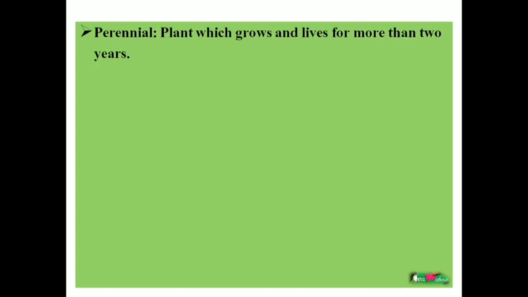Then perennial. You can read here: a plant which grows and lives more than 2 years. That plant can be any plant, like a herbaceous plant or a tree, but the life of that plant should be more than 2 years. If it is only 1 year of life, you can see here this is annual. And if there are only 2 years of life, it is called biennial.